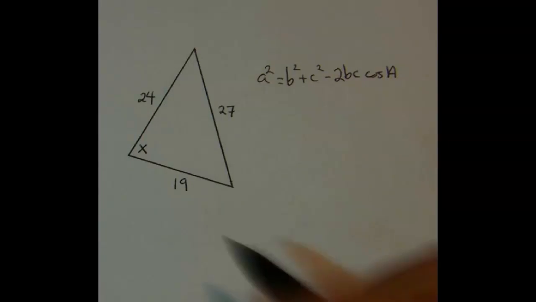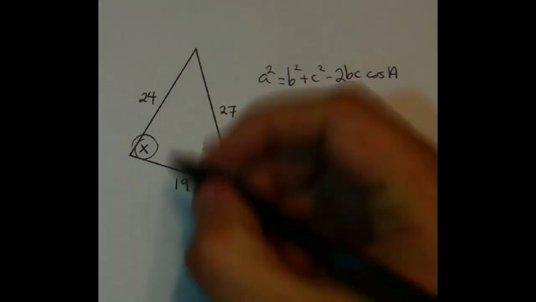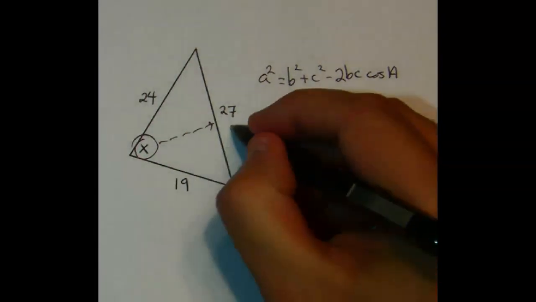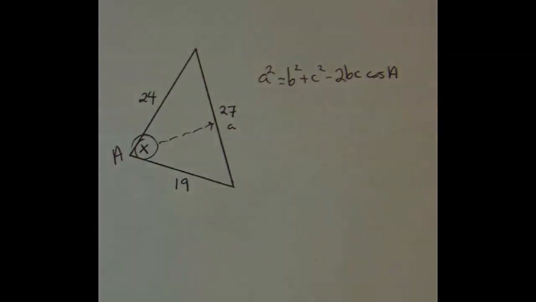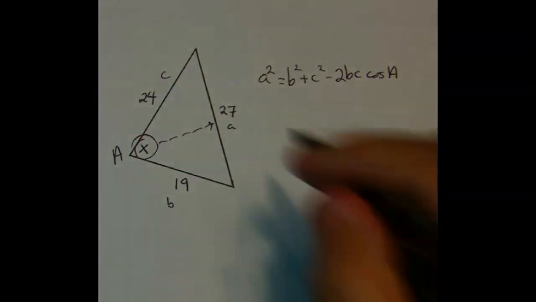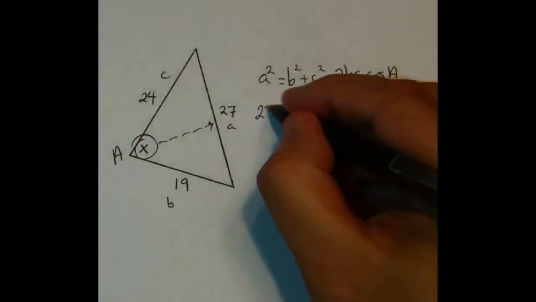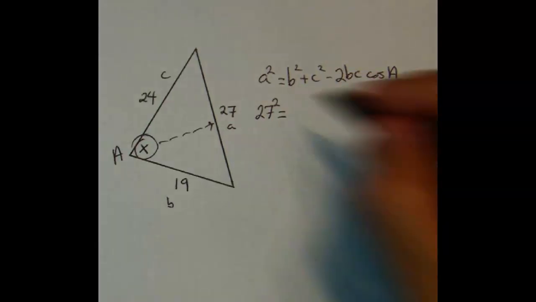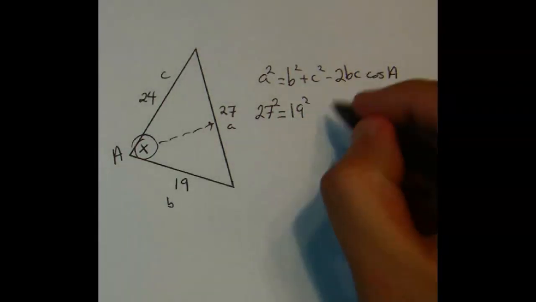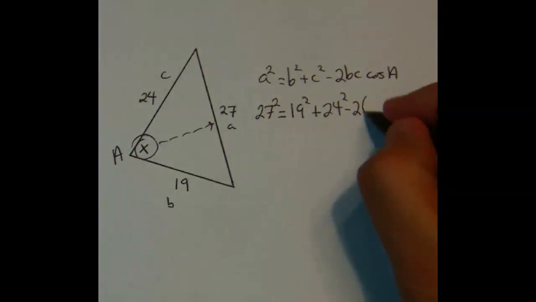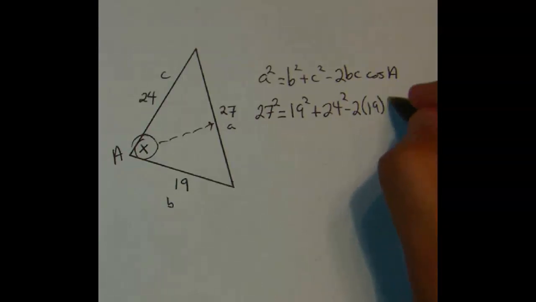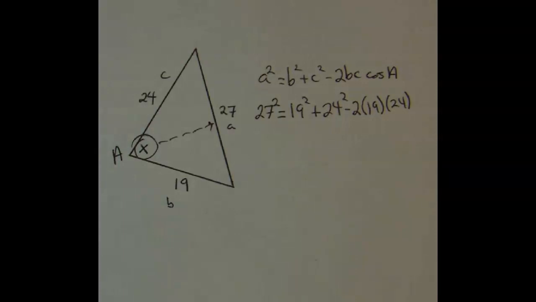Now, identify x. This angle here, look across. This will be your little a, and this would be your big A. And that makes 19 and 24 little b and little c. Plug it in. We have 27 squared is equal to 19 squared plus 24 squared minus 2 times 19 times 24 cosine A.